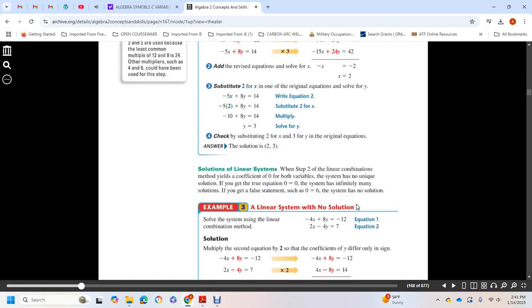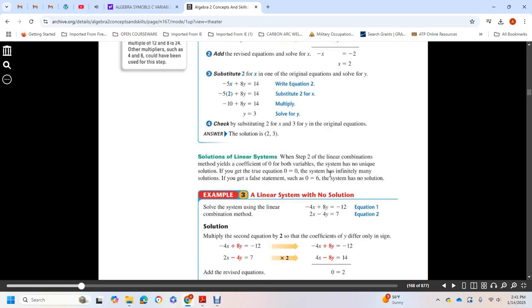Solutions of linear systems. If in step 2 of the linear combination method the coefficients are 0 for both variables, the system has no unique solution. If you get a true equation such as 0 equals 0, the system has infinitely many solutions. If you get a false statement such as 0 equals 6, the system has no solution. So you have: no solution, or infinitely many solutions.